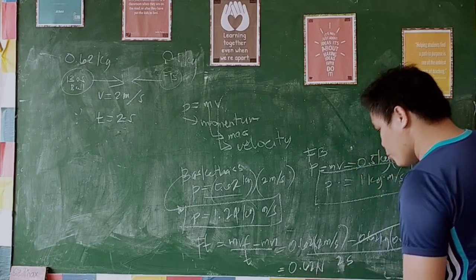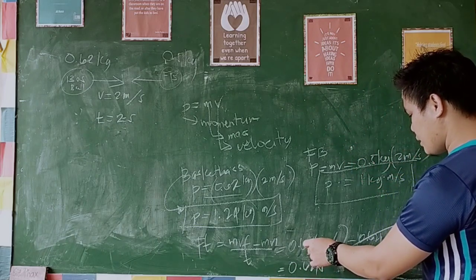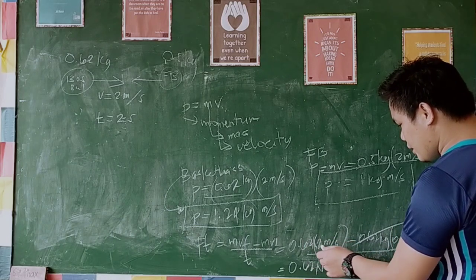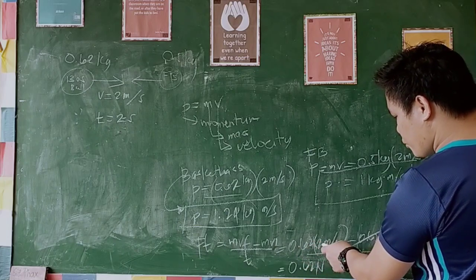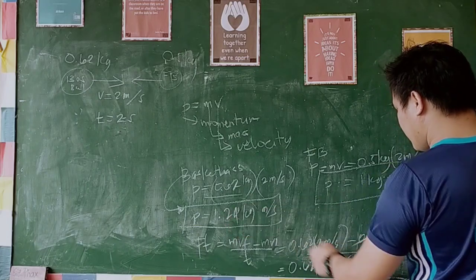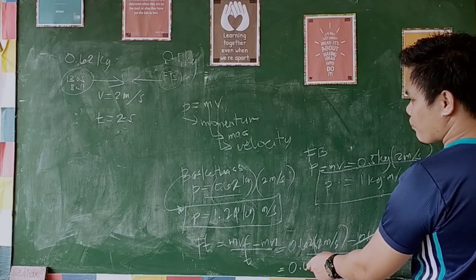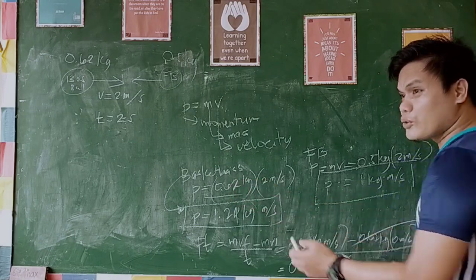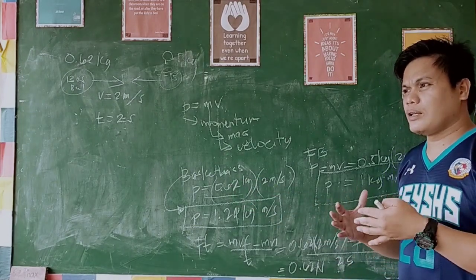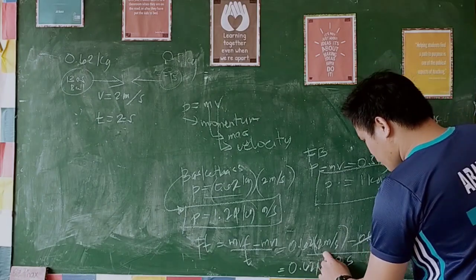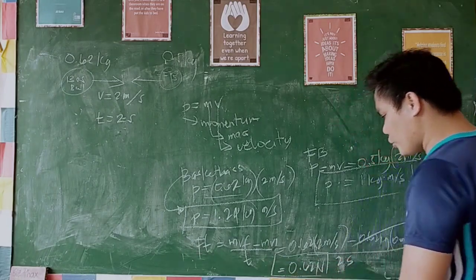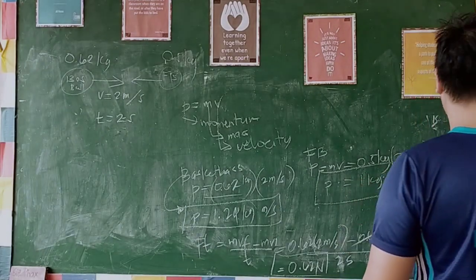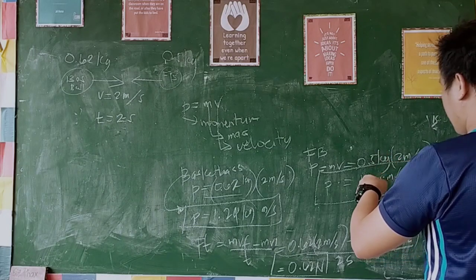0.62 newtons. Kasi kilograms meters per second squared. Kasi 0.62 times 2 is equal to 1.24 divided by 2 is 0.62, which is equal to the mass of the ball, yun yung salpok niya. Ibig sabihin, yung mass ng ball, yun din yung kanyang impulse. So, 0.62 newtons. So, probably, same true with this.